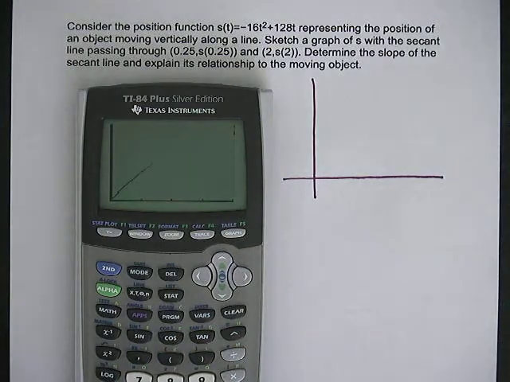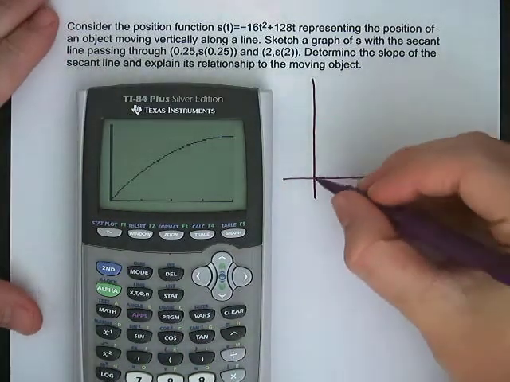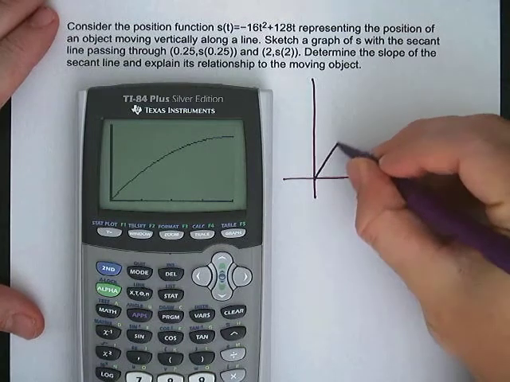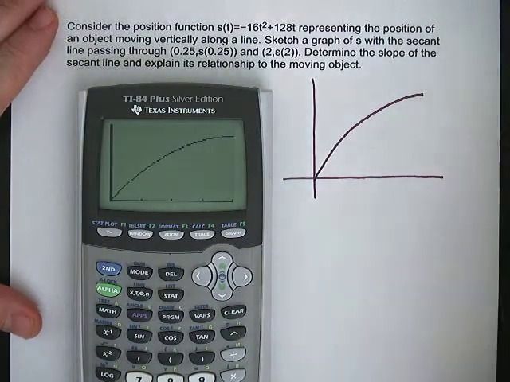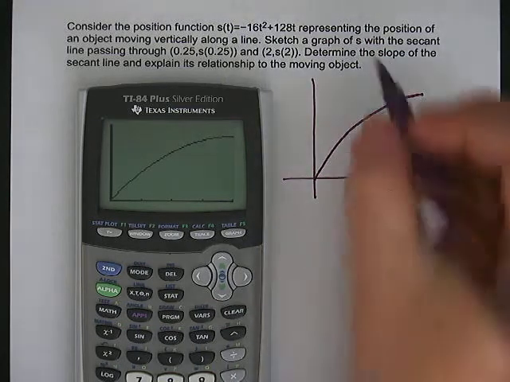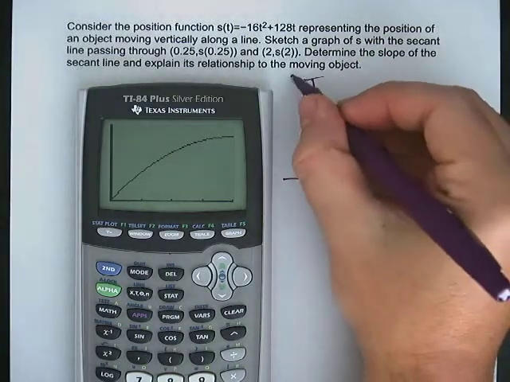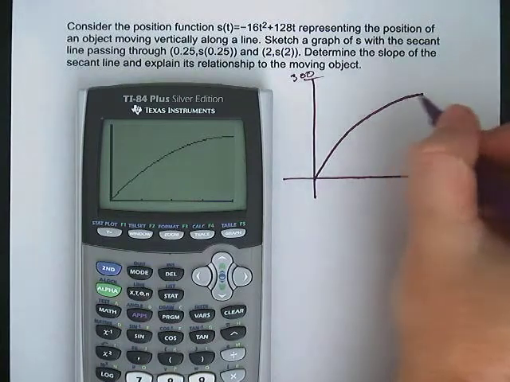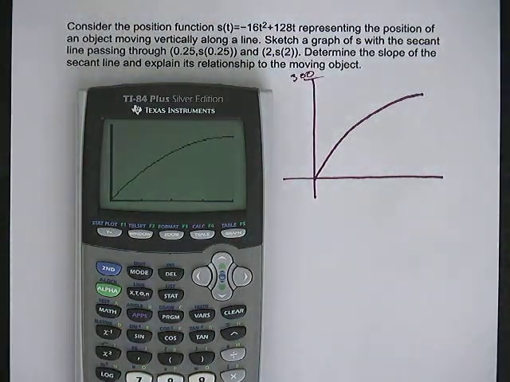Hit graph here. Okay, it looks like we got a pretty good representation of the graph. This is about 300 up here, that was what our window was. So this gets up there just less than 300, maybe like 280 or something.